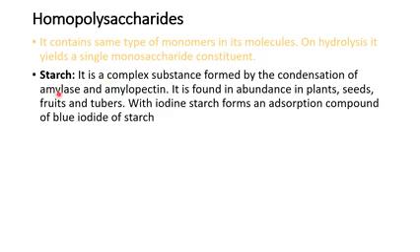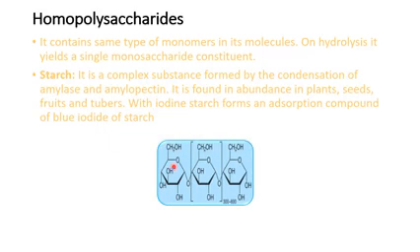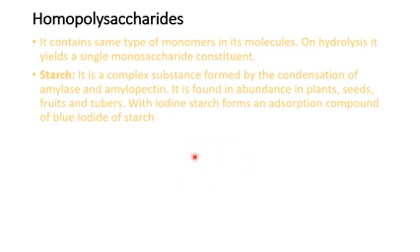It consists of 2 units actually, amylose and amylopectin. Amylose is water soluble, amylopectin is water insoluble. Amylose is less branched, whereas amylopectin is more branched. Okay, it is found in abundance in plants, seeds, fruits and tubers. This is a characteristic test for starch. With iodine, starch forms an adsorption compound, which is blue iodide of starch, which normally we use as an indicator in our lab. Okay, so this is the basic unit of starch. It consists of 300 to 600 units of glucose.